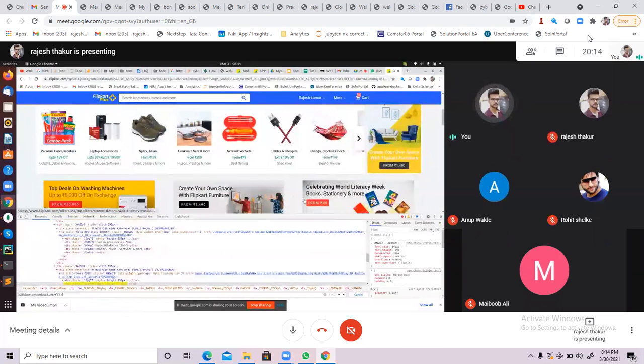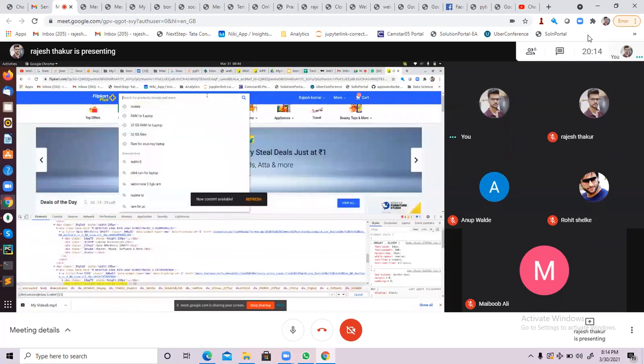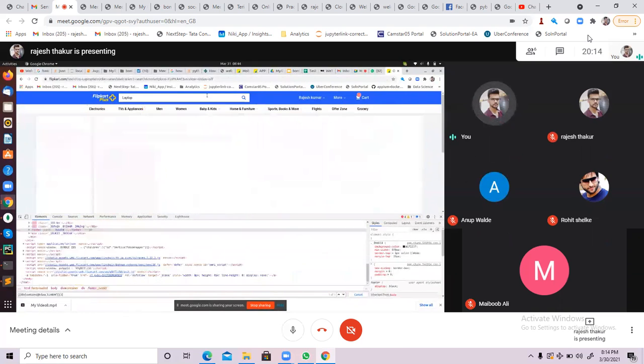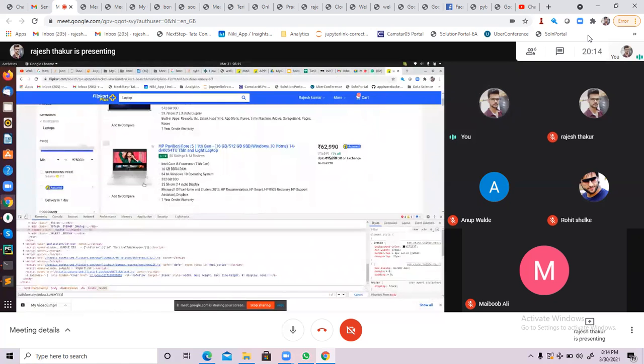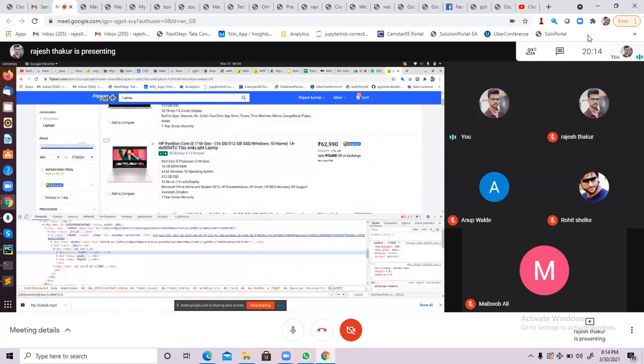Now, let me open something like laptop accessory, laptop. And yes, this is one of the laptops, and I want to identify this HP Pavilion Core i5 11th generation 16 GB 512 GB SSD Windows 10 Home. Okay, I want to identify this with the text function. How can we identify? Just click on this and go to this. Again, there is a class and this is the value, copy this, paste it here. Yes, I am able to identify.